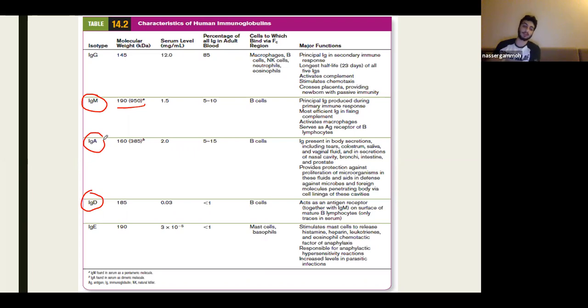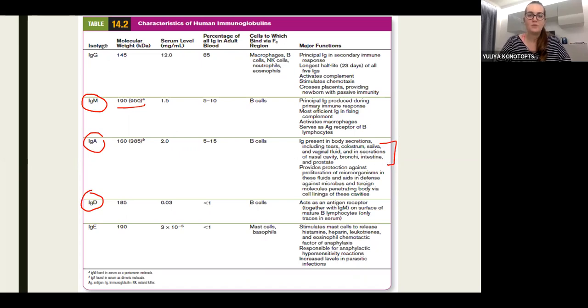Present in all of our secretions. Perfect. So it's all of your secretions. Doesn't matter which, here they are. IgG, this is the smallest antibody. Okay, this is the smallest antibody. It is so small that it easily passes placenta.